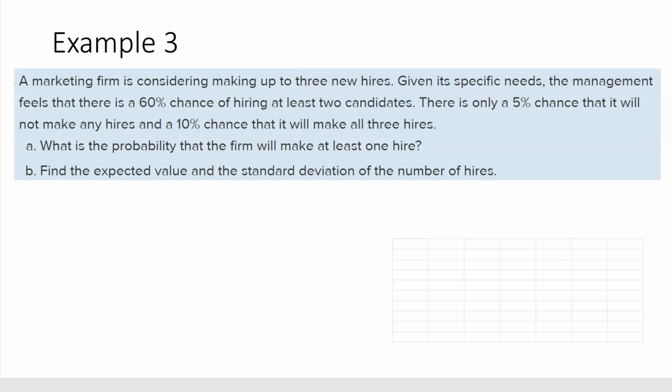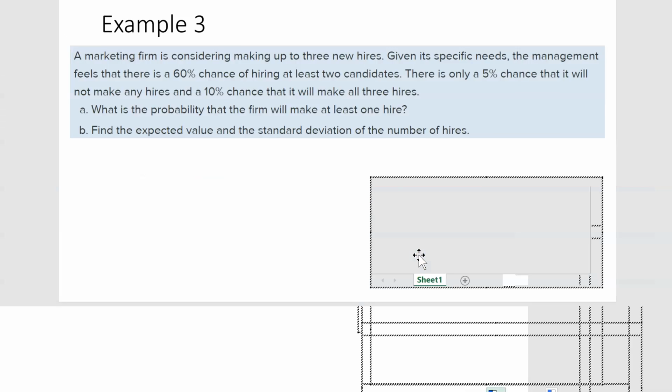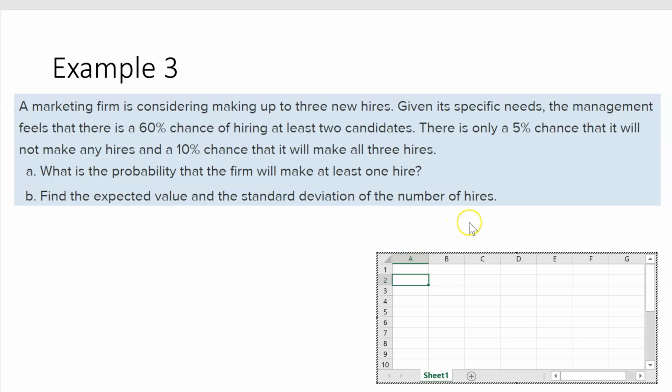We'll do a couple more together and then you'll practice on your own. So a marketing firm is considering making up to 3 new hires. Given its specific needs, the management feels that there is a 60% chance of hiring at least 2 candidates. There is only a 5% chance that it will not make any hires and a 10% chance that it will make all 3 hires. What is the probability that the firm will make at least 1 hire?